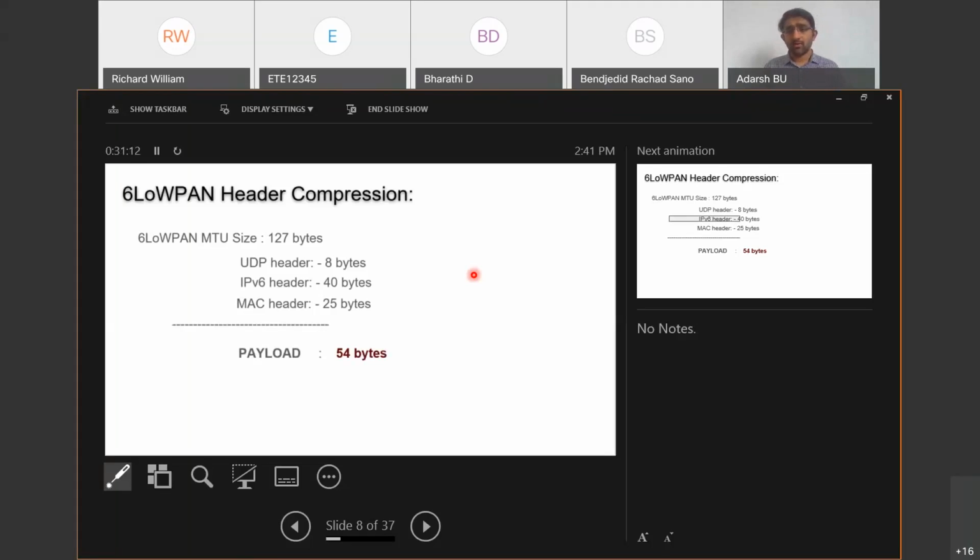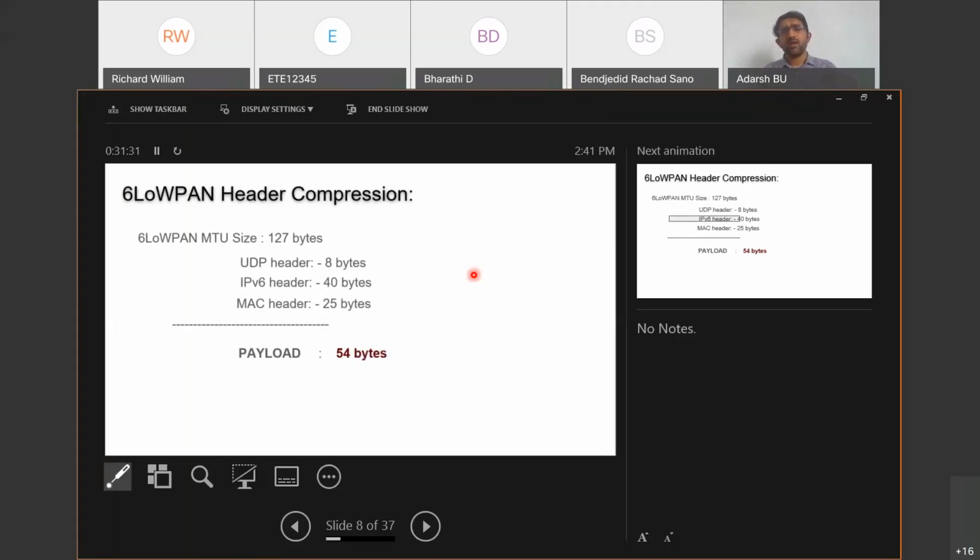Very bad. That is not even half of the MTU size. Only 54 bytes, and I'm not even considering the application protocol header as well. So without considering the application protocol header, I'm left with only 54 bytes.